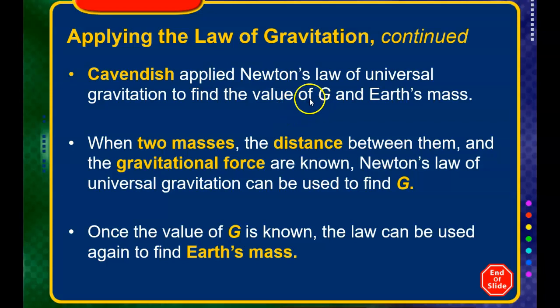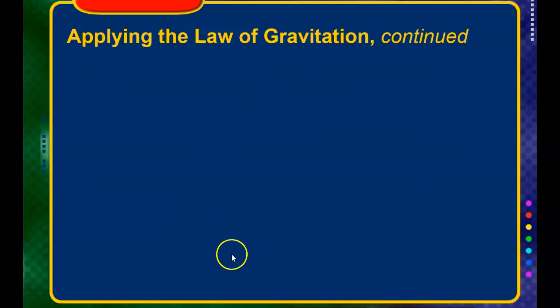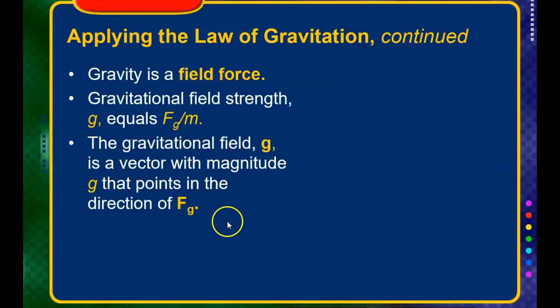Now, we can find the value of the universal gravitational constant and the Earth's mass. A guy named Cavendish did this. When you know two masses, the distance between them, and their gravitational force, Newton's law of universal gravitation can be used to find the universal gravitational constant. Once the value of G is known, the law can be used again to find Earth's mass. And what they found is that the gravitational force is what's called a field force that acts over a distance.